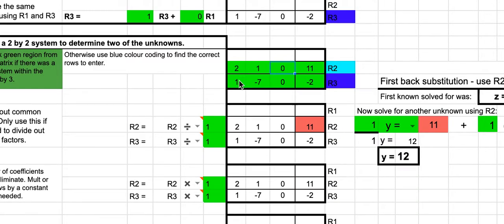So now I have a 2x2 system where I'm going to solve for x and y. This looks like a pretty easy one to solve. So remember that this is x, this is y, and this is z.